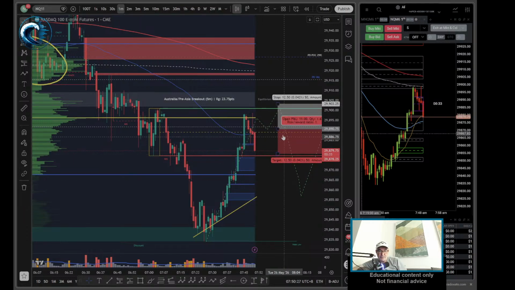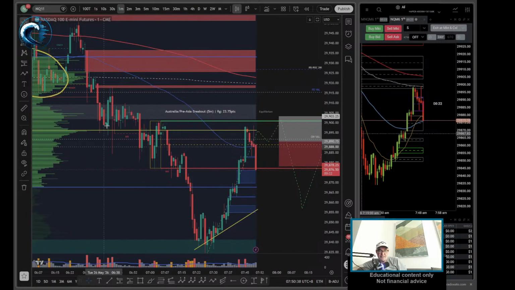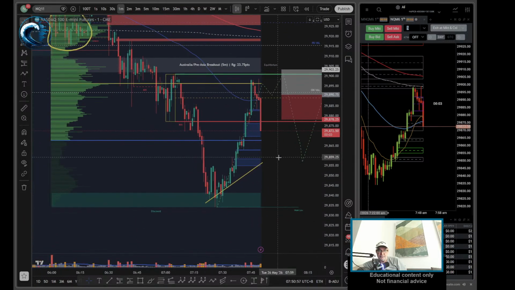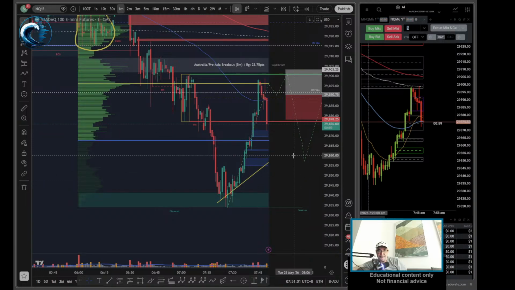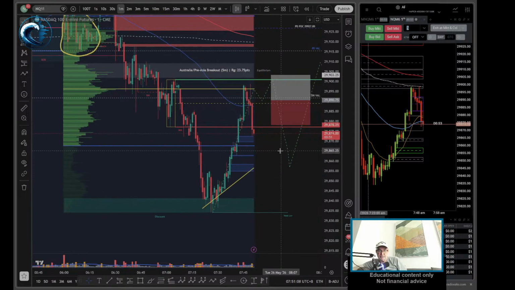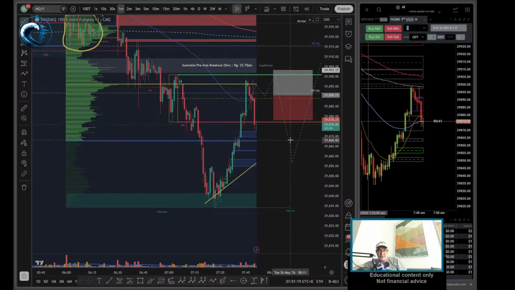That first move was down by the looks. So if I'd have waited for all that to just play out, then I would have been probably in this trade. Alright, so that's okay. I've missed that. Alright, so back to my original plan, which was to wait for this sort of setup.